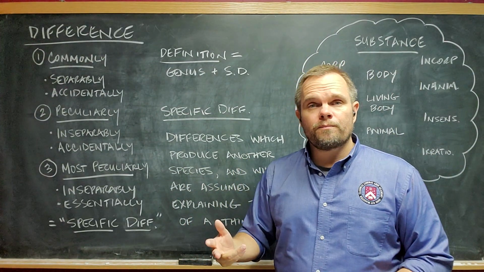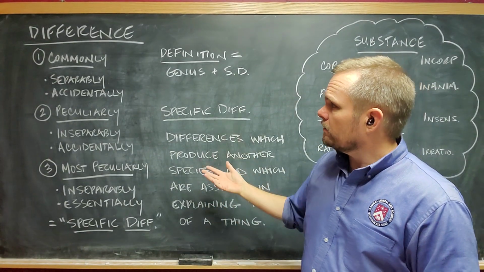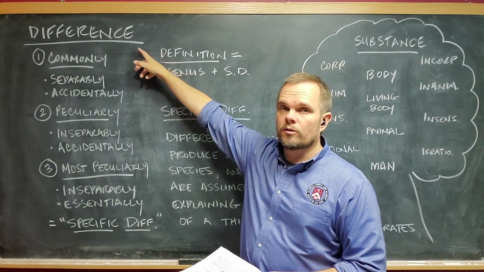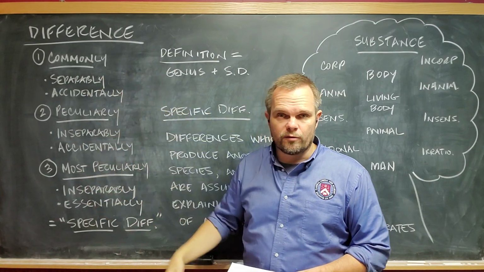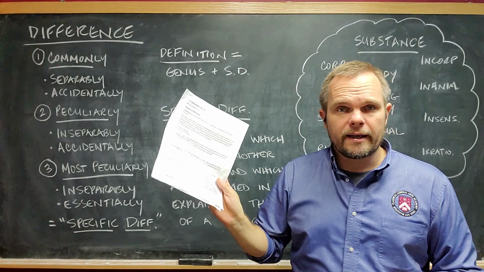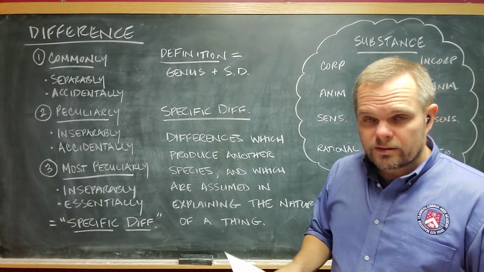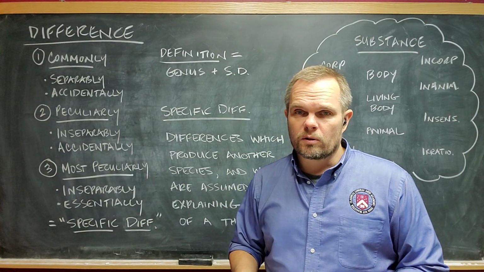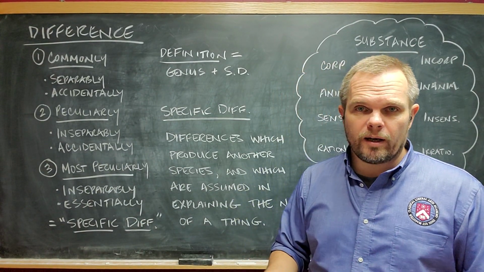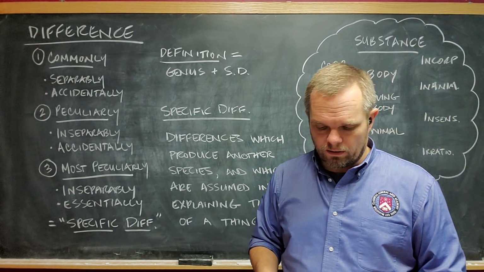In Lesson 2, we learned about genus and species. Here in Lesson 3, we're going to learn about the third of those predicables, which is difference. I have in my hand here a printout of the lesson, and this lesson is a difficult lesson to read. Definitely requires some explanation and help from a teacher, which I'm happy to do through this video.